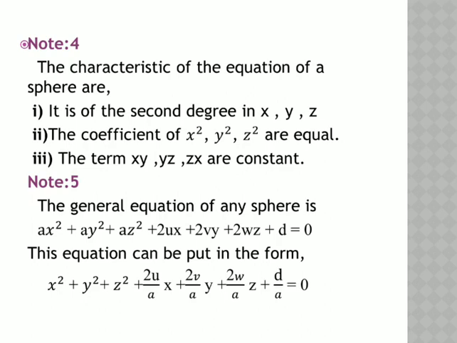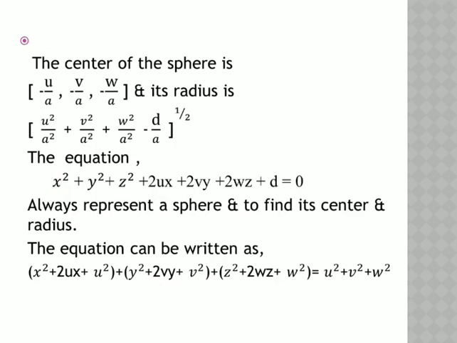And in note 5, we see the general equation of any sphere is ax² + ay² + az² + 2ux + 2vy + 2wz + d = 0. This equation can be put in the form x² + y² + z² + 2ux/a + 2vy/a + 2wz/a + d/a = 0. The center of the sphere is (-u/a, -v/a, -w/a) and its radius is (u²/a² + v²/a² + w²/a² - d/a)^(1/2).